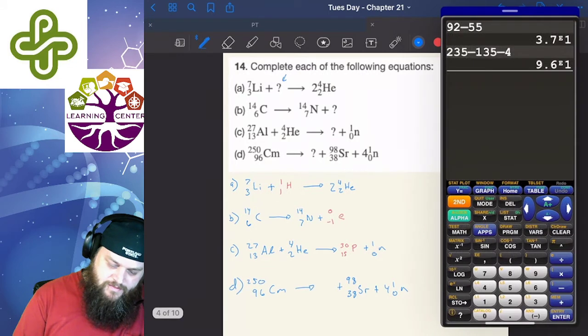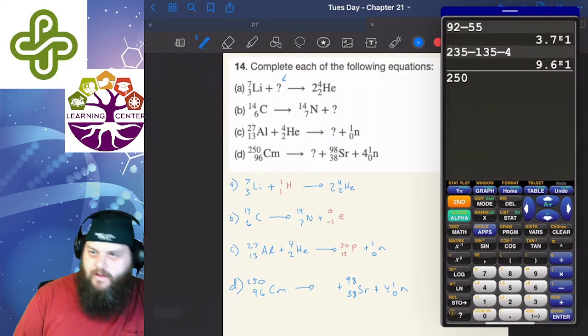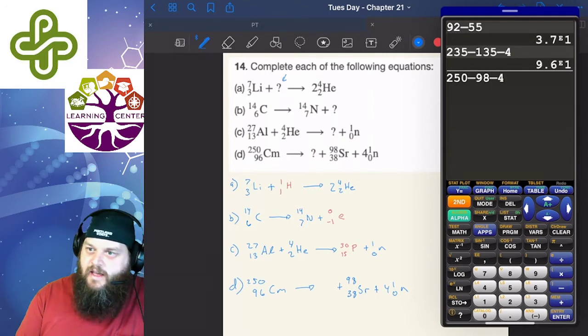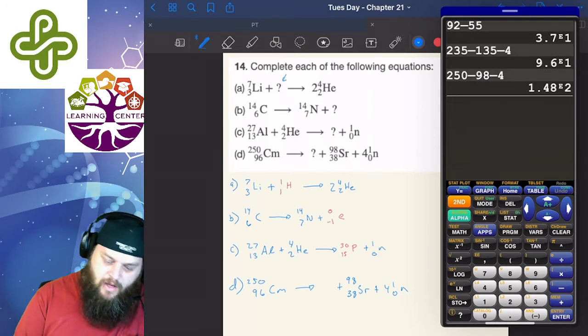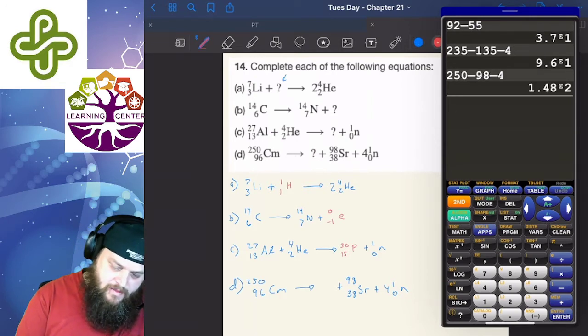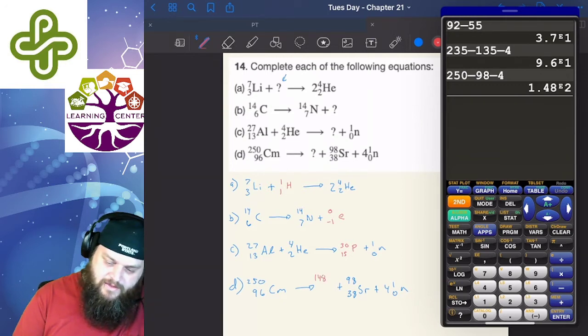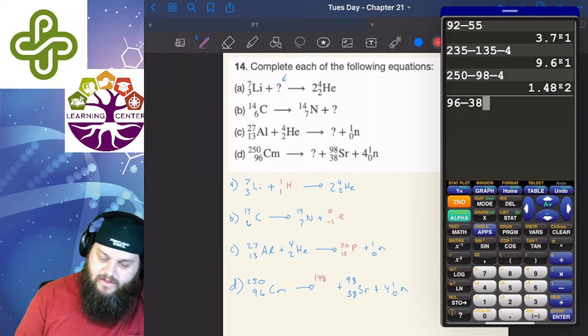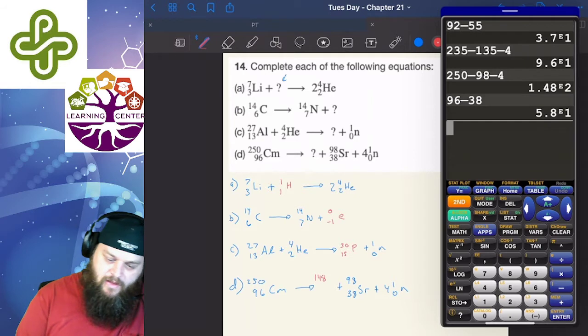So just doing the math, I have 250 on the left-hand side for my A value. I'm going to subtract from that 98, and then I'm going to subtract from that 4 for the 4 neutrons that I have. And that gives me 148. So 148 is my new A number for this mystery element. For the protons, I'm going to do 96 minus 38. And then since neutrons have no protons in it, I don't do anything there, and I have a 58.